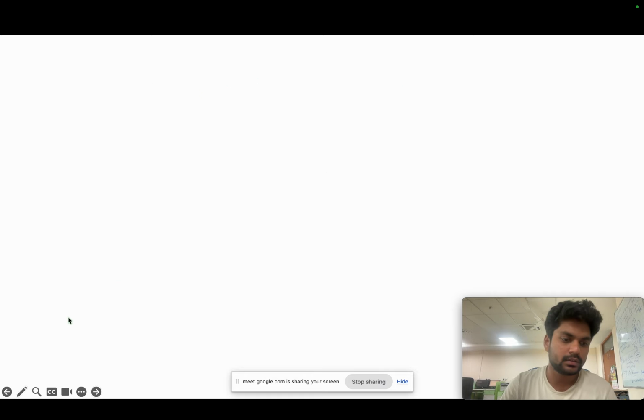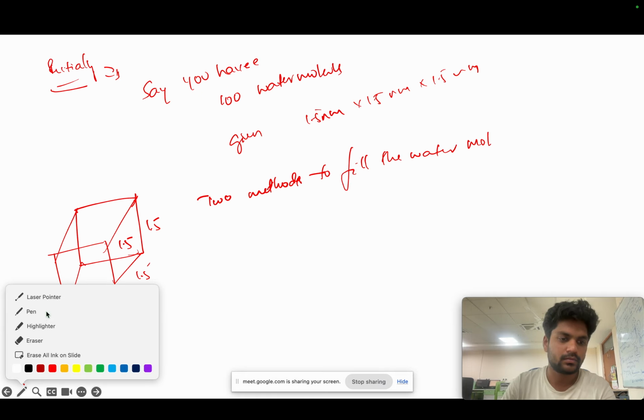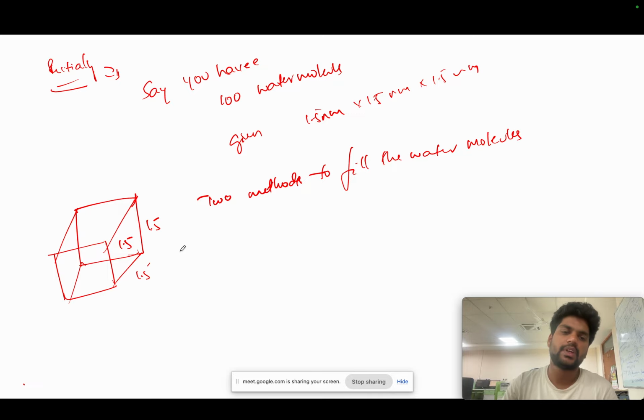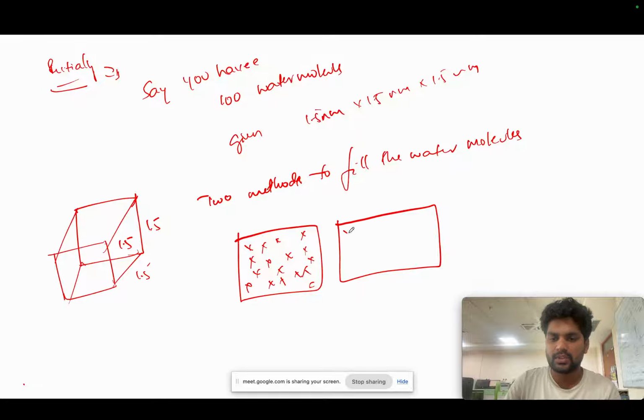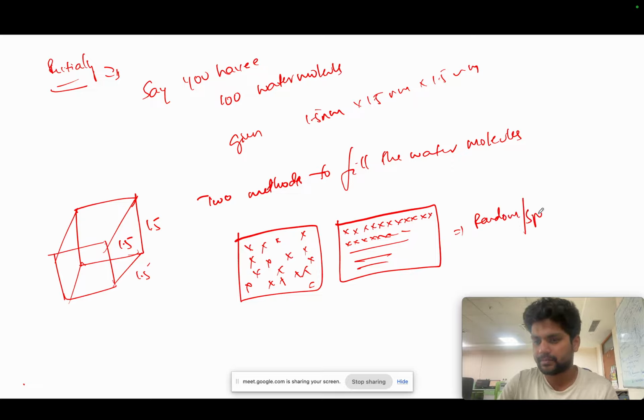So there are two ways. In different ways we can fill the water molecules. Suppose this is the box and I just put 100 molecules inside, so they can take random positions, no need to be in a linear position or anywhere. Or we can put the exact positions, like I want to insert like this. So either we can do random insert or specific. If you open the GROMACS tutorial once, you will understand what I'm talking about.